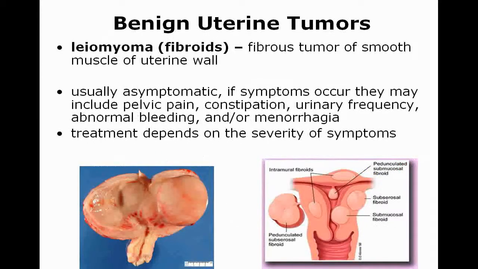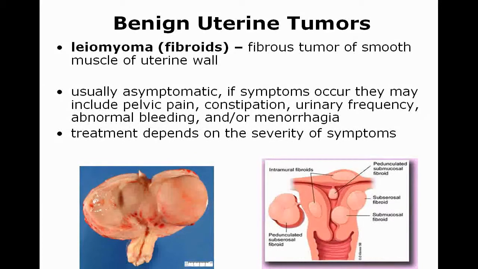Okay, next condition here, benign uterine tumors. Benign uterine tumors, which are referred to as leiomyomas. A more common term that you may hear would be fibroids. The fibroids are benign uterine tumors. The more official name is leiomyoma. The word parts there, oma is a tumor, my is muscle, and the leio is a smooth muscle. And the uterus is certainly a smooth muscle.